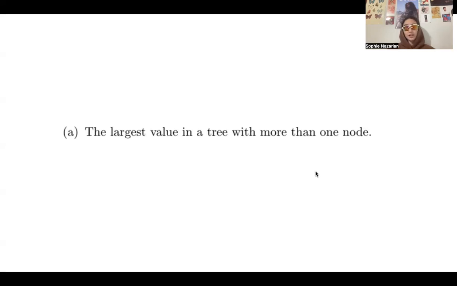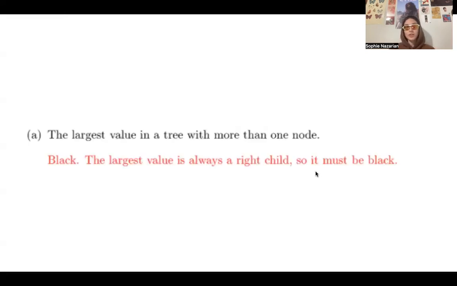And for all of these questions, they're going to give you a scenario, and they're basically asking, hey, what color is this node going to be? So jumping right into it, you could pause the video because I will be going over the answer right after I ask the question. Part A is asking, what is the largest value in a tree with more than one node? What color node is the largest value going to be? Note that the largest value is always going to be on the right-hand side, and red nodes cannot be on the right-hand side. So by default, the largest value is always going to be a black node.